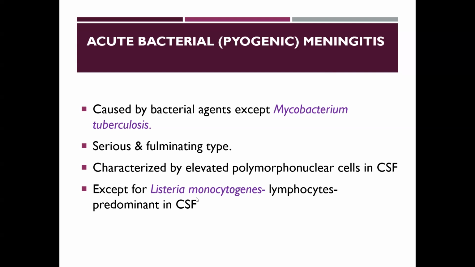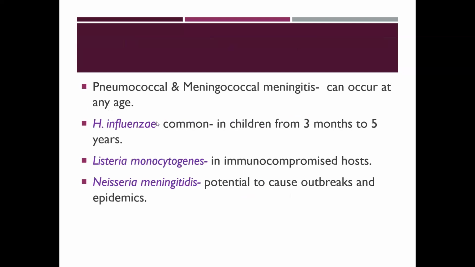Except for Listeria monocytogenes. In Listeria monocytogenes infection, lymphocytes are predominant in the CSF, so the lymphocyte count is increased. And next, pneumococcal and meningococcal meningitis. Pneumococcal meningitis is caused by Streptococcus pneumoniae.